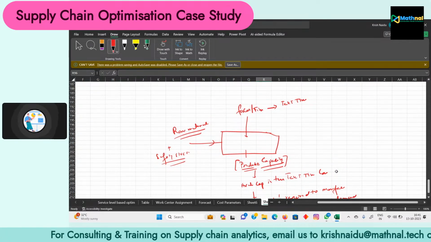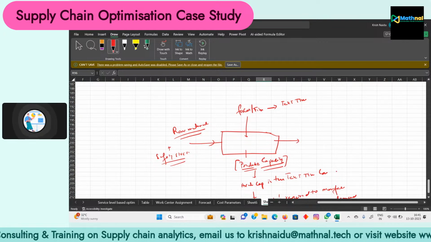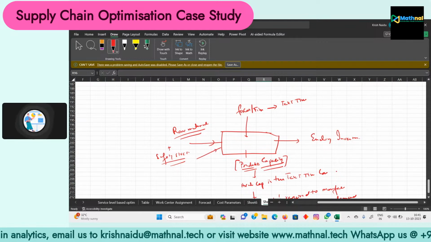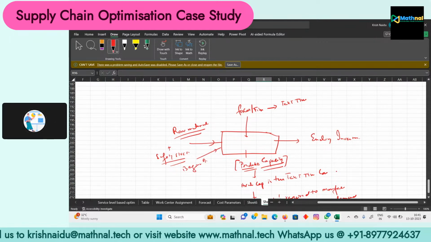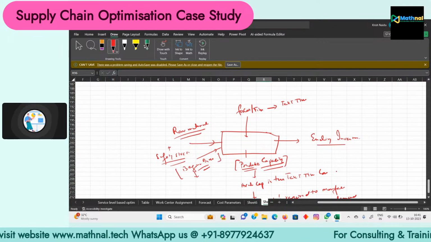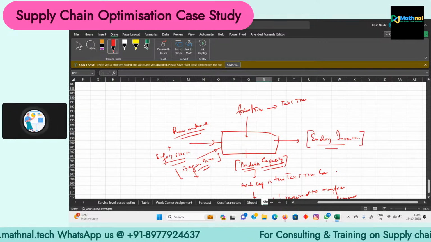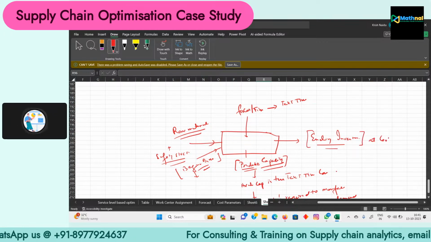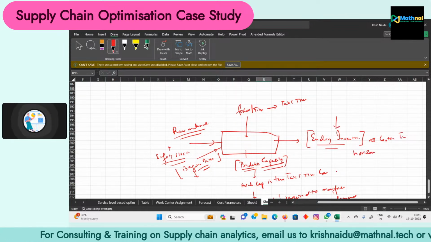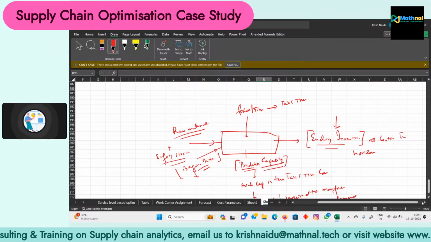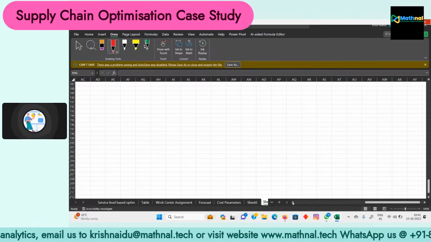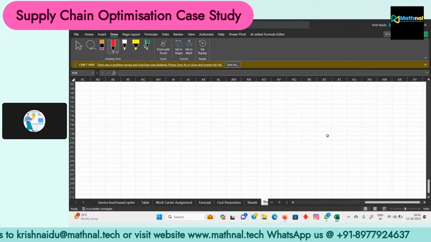Now we also have to define how much is the ending inventory, how much is the beginning inventory. Beginning inventory could be out of our control, but we can define our ending inventory at certain time horizons. The reason for defining our ending inventory is that we don't want to lose customer orders, right? At the same time, we don't want to build over inventory. So that is what is important.